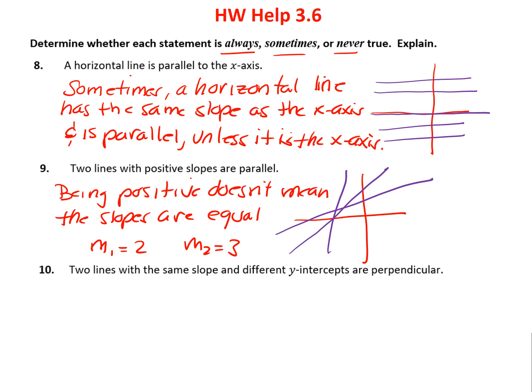All right. Our last question says two lines with the same slope and different y-intercepts are perpendicular. Obviously, if they have the same slope, that means they're parallel, not perpendicular. To be perpendicular, they would have to have opposite reciprocals.